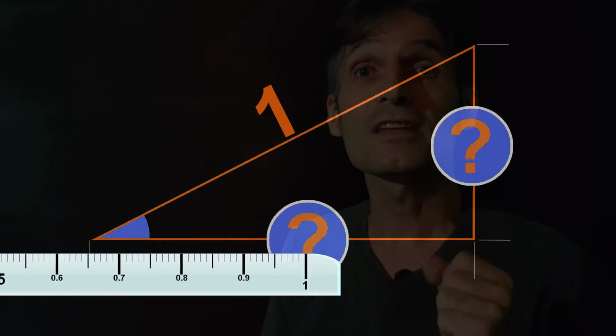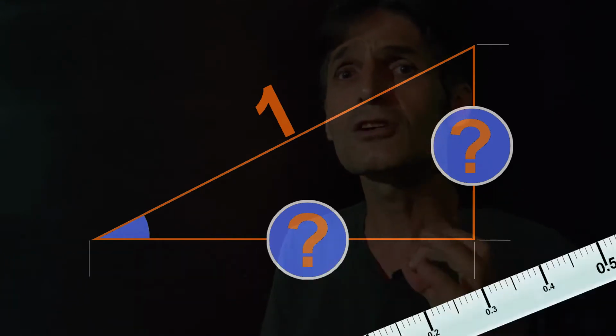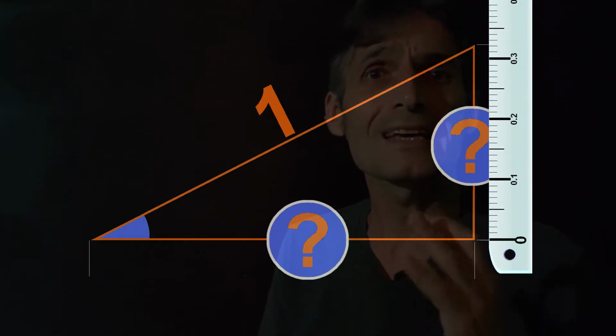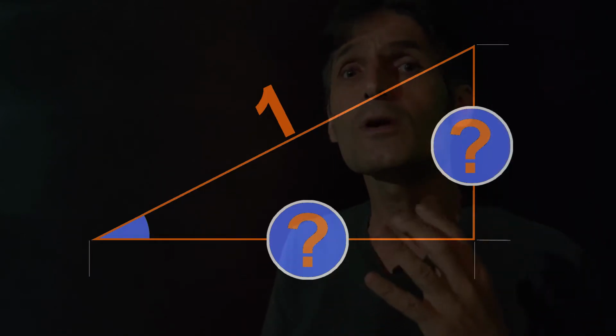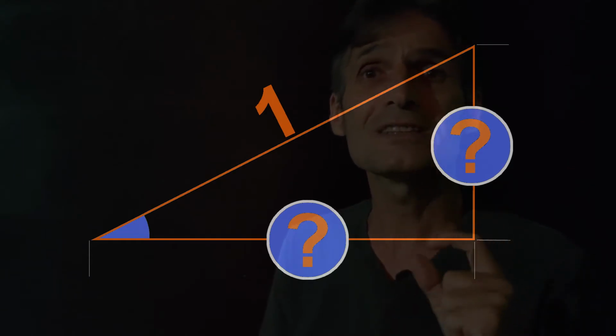Here I measure the adjacent, 0.6 something. And now I measure the opposite, 0.3 something. And we will keep these two values associated with that specific angle. Then we will use these tiny triangles to study bigger triangles just by multiplying. Let's take a few examples.